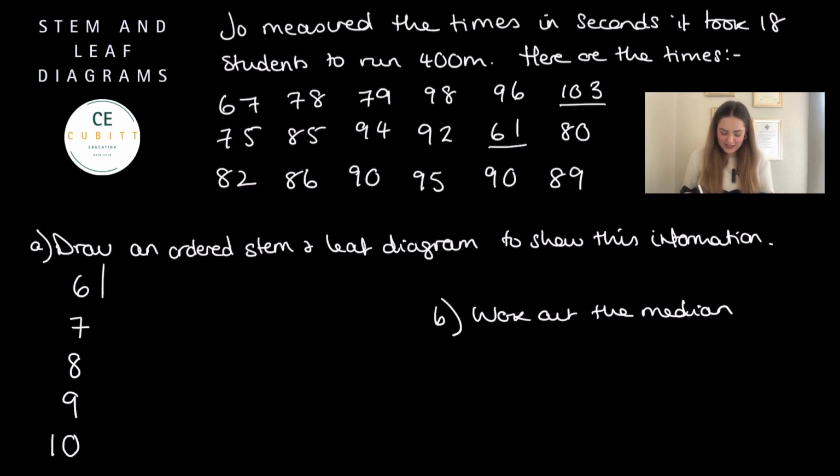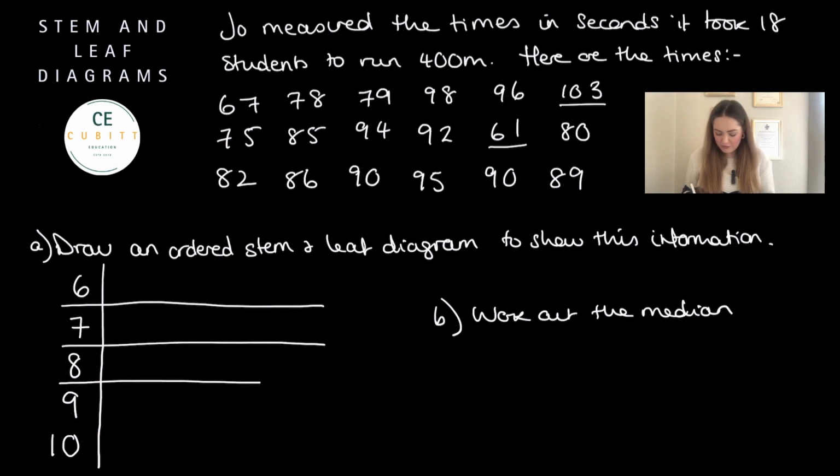So don't forget my 10s are my stem. And then I just need to draw my lines ready to input my leaves, okay? All right, so why don't you try and fill that in then? If you have done already, fair enough, but pause the video and try and fill in that stem and leaf diagram. Okay, if you've already done that, let's go through it together and make sure that everything's correct.